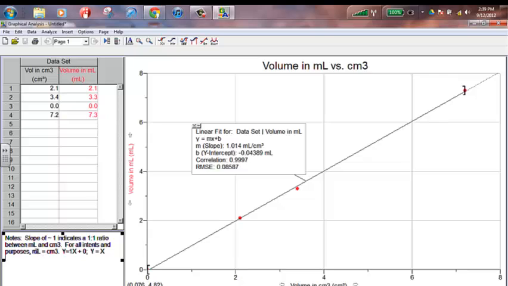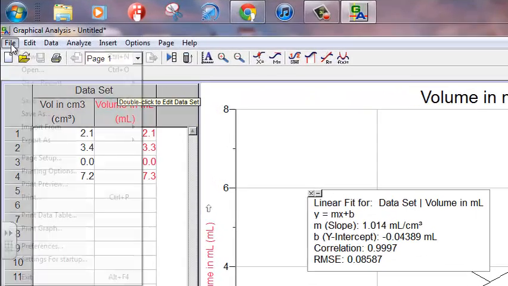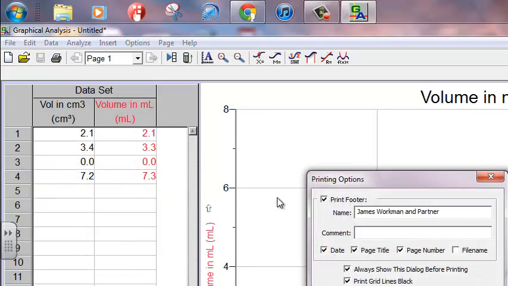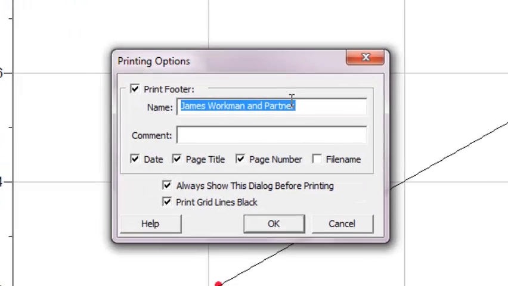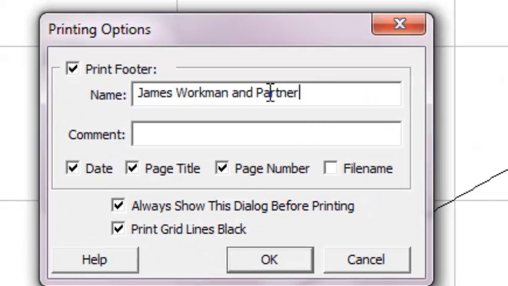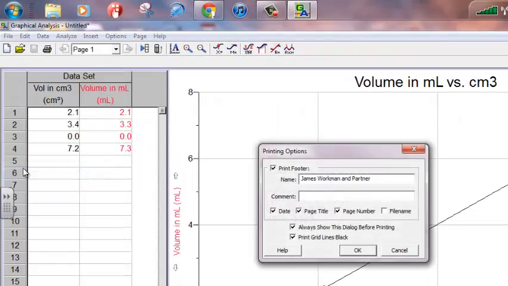And I would pay attention to this information down here, because when you take a little quiz, that's the kind of stuff I'm going to ask you about. Now, of course, for printing options, what I'm going to do is make sure that my print footer is selected and the names of the people working on this graph are there. I actually didn't have a partner here, but if I did have a partner, I would have put that name in. I'm going to click on OK.